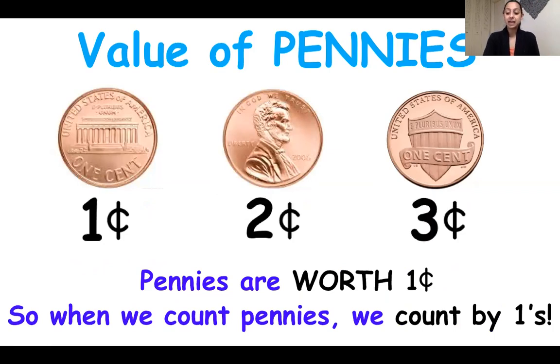You have to say cents when you're counting so that we know you're talking about money and not bananas or cats or flowers in the garden. So when you say 1 cent, 2 cents, 3 cents, it tells everyone that you're talking about money.